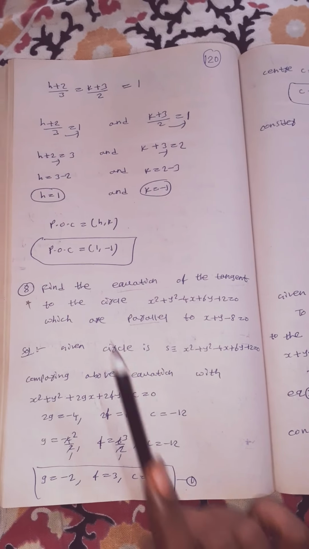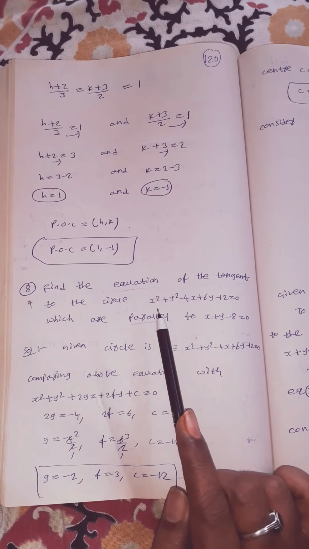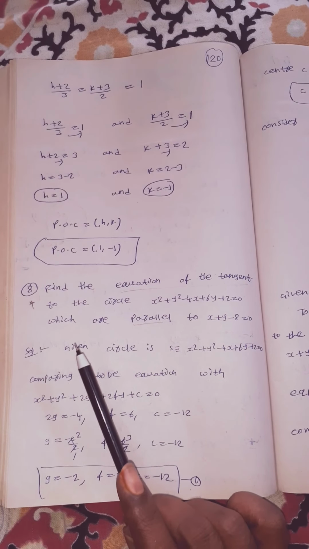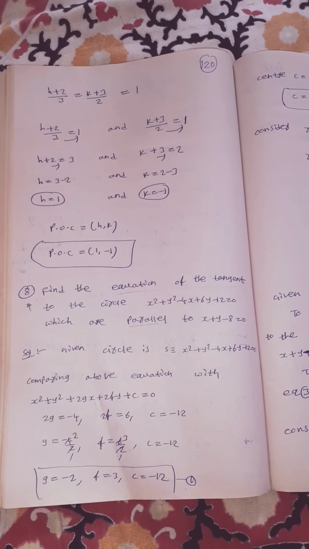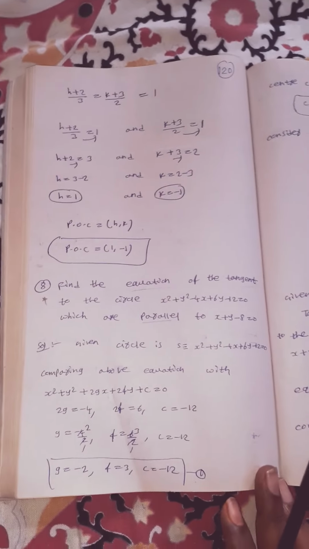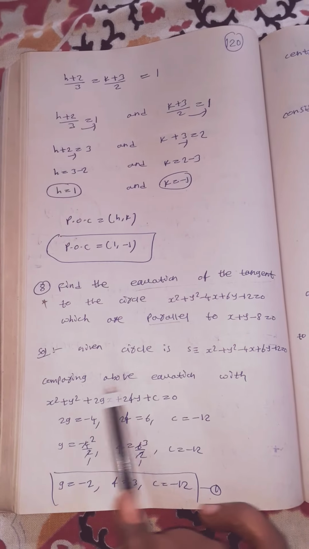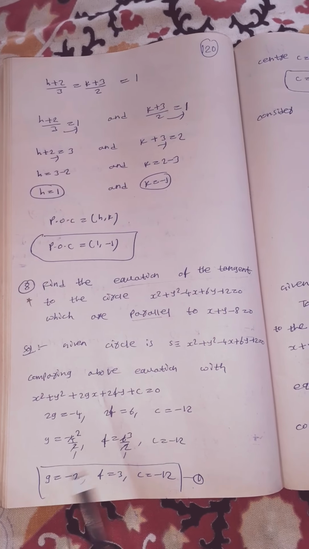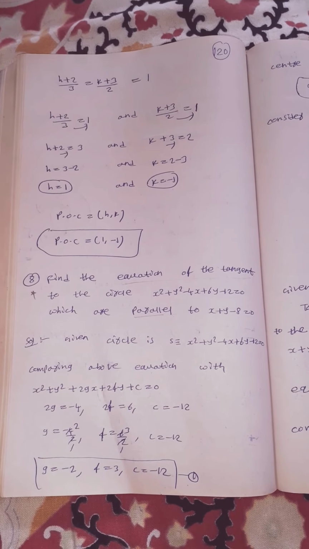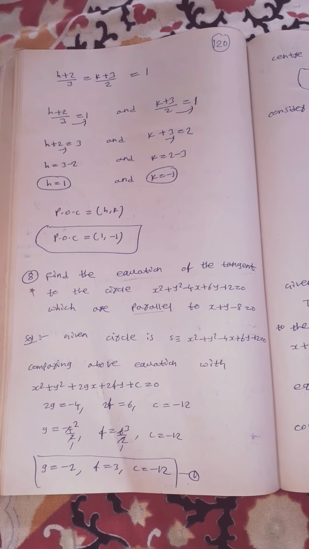Next, eighth one, children. Find the equation of tangent to the circle x square plus y square minus 4x plus 6y minus 12 equal to 0, which are parallel to x plus y minus 8 equal to 0. So yesterday we did it in an example problem, children. Given circle is this one. So comparing, you will get g value, f value, c value. So after that what we should do, children? Same process.